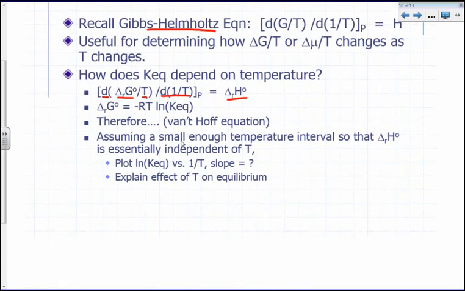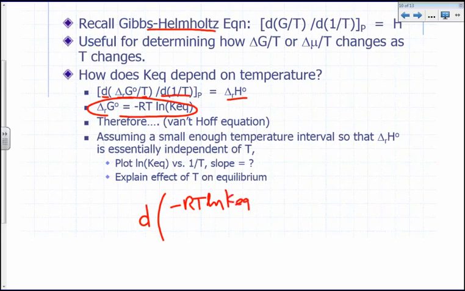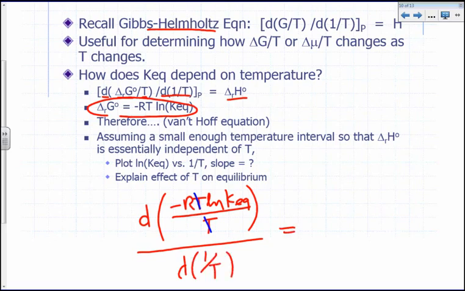We've already established that the standard Gibbs energy, delta G naught, is negative RT ln K EQ. So let's make a substitution here. The derivative of delta G naught over T would be negative RT ln K EQ, that's delta G naught divided by T. All right, so T cancels out there, with respect to 1 over T, and that is equal to delta H of the reaction.